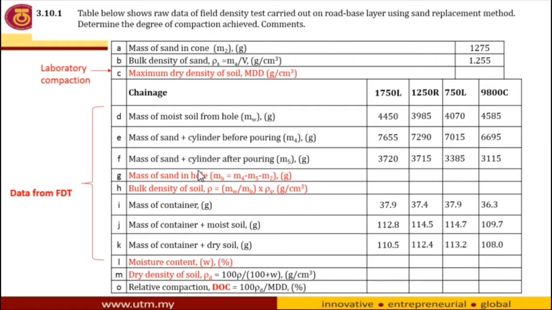In this slide, we have a table consisting of the FDT data measured on site. In this table, we have all the information including the mass of sand in cone and the bulk density of sand used for the FDT with known density. Maximum dry density will be determined from the laboratory compaction data. Therefore, the calculation will focus on the parameters highlighted in red. And at the end of the calculation, we will determine the degree of compaction for the road base layer.